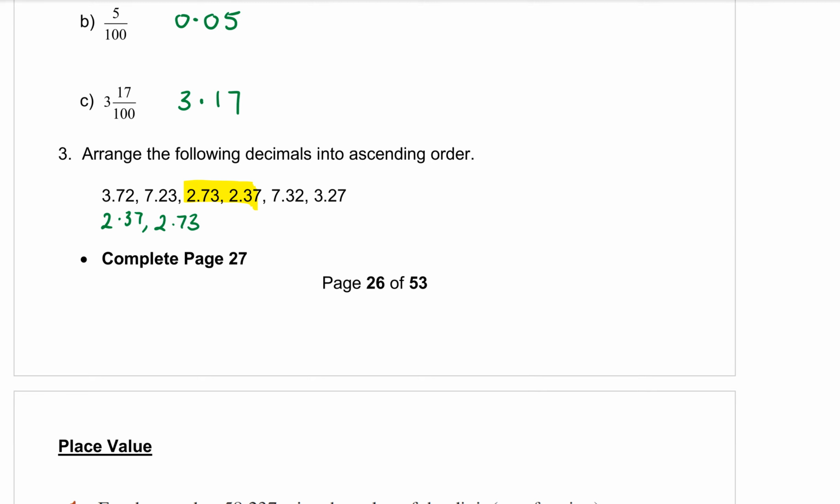Then, next biggest one will be the one starting with 3, these ones. The 3s are the same, so I have to look into the tenths position. So it's a 2 and a 7. The 2 is going to be smaller, so this number is next. 3.27. And then the 3.72. And finally, that leaves the 2 numbers that start with a 7. Looking at the tenths position, the 2 is smaller, so this number first, 7.23. And then lastly, 7.32. Okay, so that is a quick little one there.